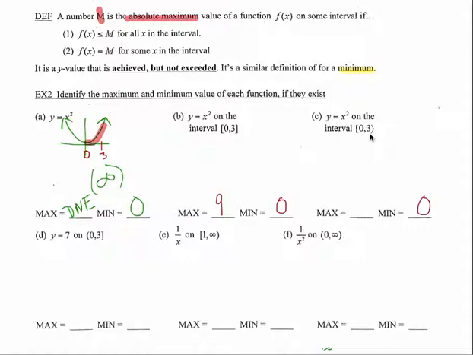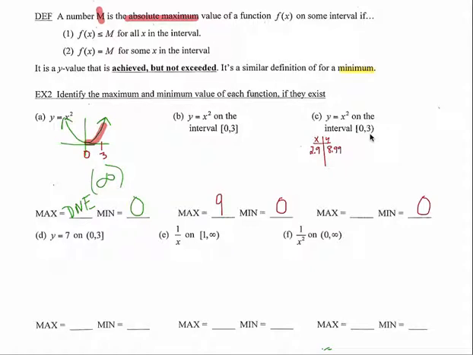let me get my cursor in the right place. So we can make sort of a little table of values here. If x were really close to 3, say 2.9, then the y value would be 8.99.